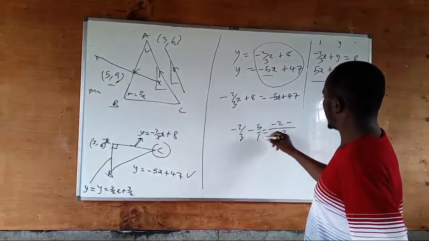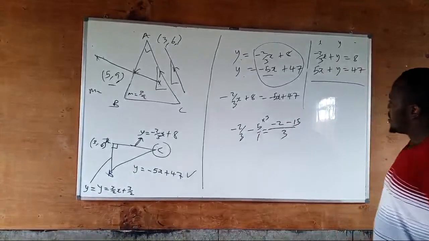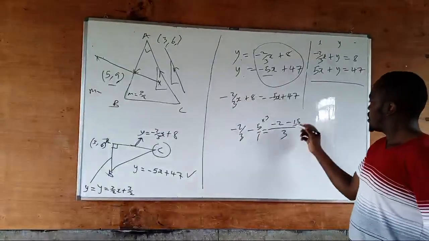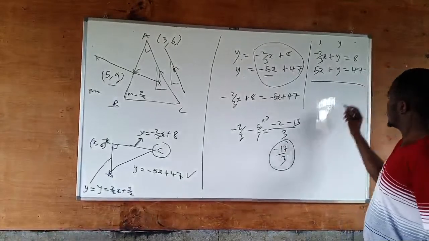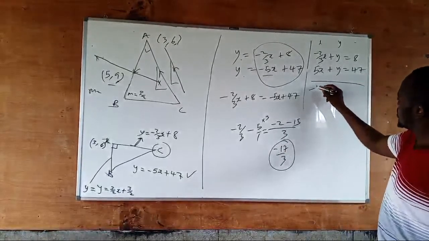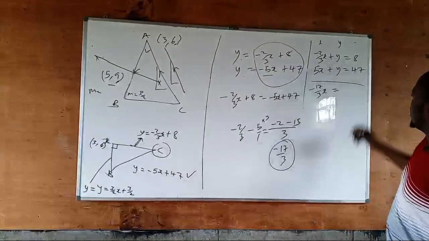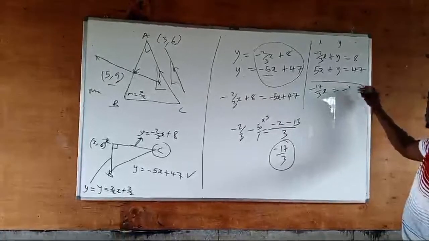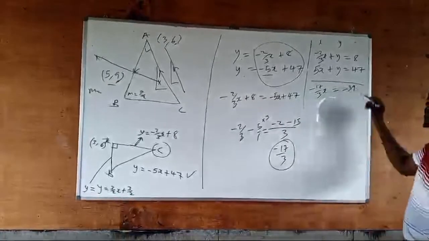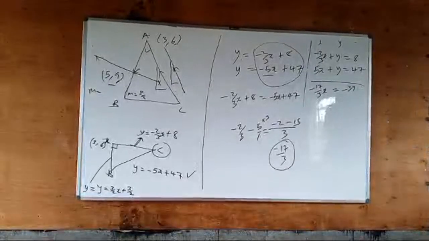Negative 2 minus negative 15. Minus 15. Then negative 17 over 3. So negative 17 over 3x equals to 8 minus 47, 39. Then type. Does it come out right? That's 17.